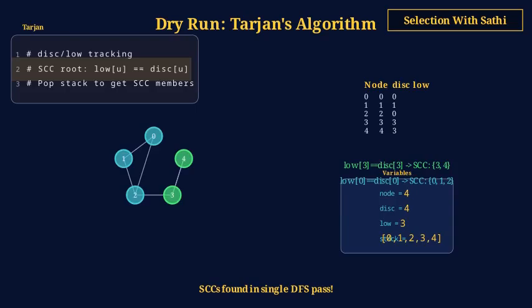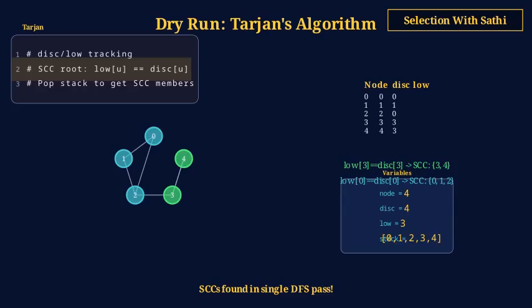Node 2 has edge 2, 0, which is on the stack. Update low of 2 to min of 2 and disk of 0, which is 0. Return to 1, low of 1 updates to min of 1 and low of 2, which is 0. Now visit node 3 from 1, disk 3, low 3, push. Visit node 4, disk 4, low 4, push.